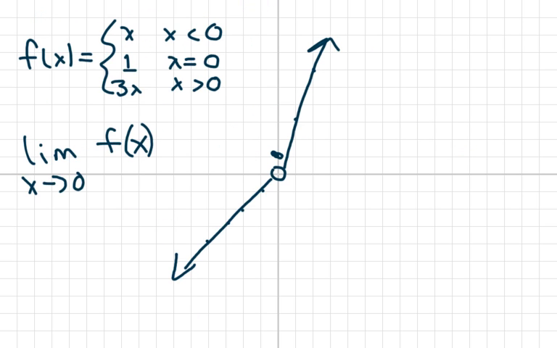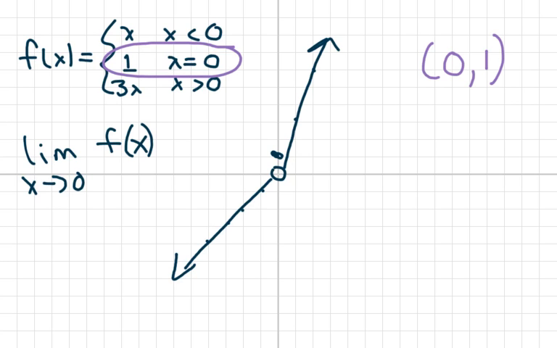The next one, we have 3 pieces here. Notice this one right here is just the ordered pair (0, 1). That's just a point. So we don't consider that when we're taking limits. So keep that in mind when you're taking limits. That's just a point. It's not an interval. It's not continuous.